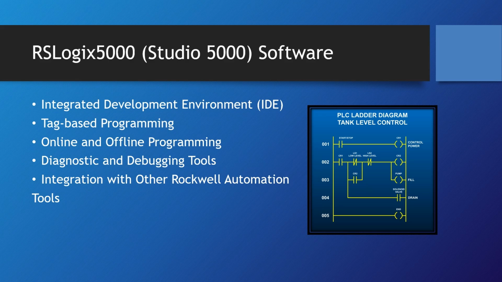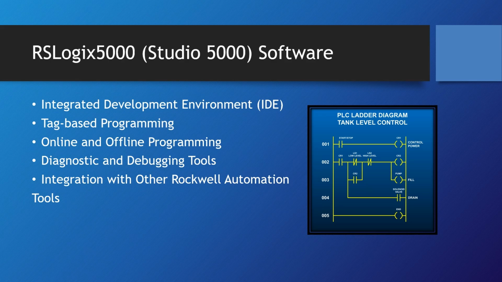Integration with other Rockwell Automation tools. RSLogix 5000 seamlessly integrates with other Rockwell Automation software tools such as RSLinx, as described earlier, for communication setup, and FactoryTalk View for human-machine interface, HMI. This integration allows streamlined project development and collaboration between different software components.